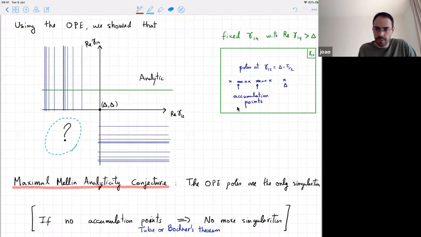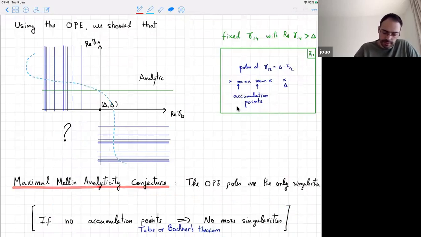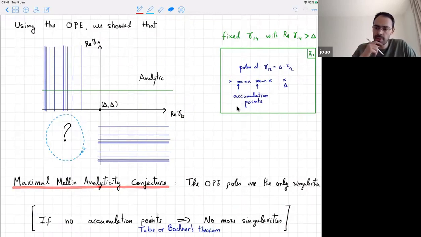So, well, I'm very slow as usual. So let me see. Yeah, so I have this comment here at the end. If there were no accumulation points, if you just had a function that had this analytic structure, but without accumulation points, some arbitrary number of poles but no accumulation points, then it would just follow. It would be a theorem that it could not have anything else here. Okay, so that's Bochner's theorem.